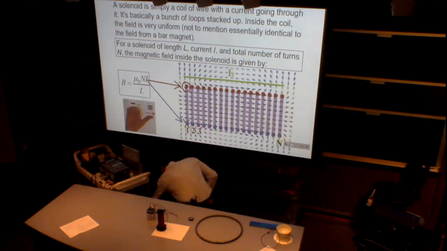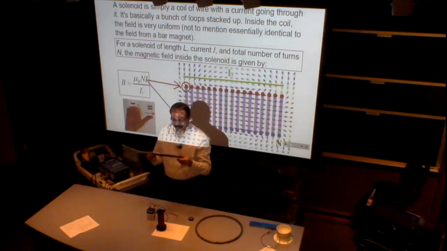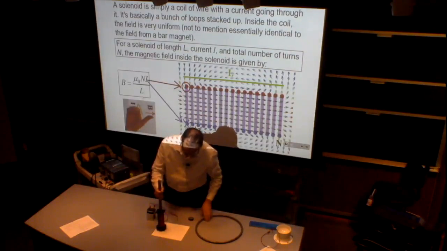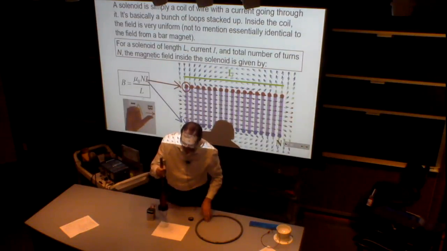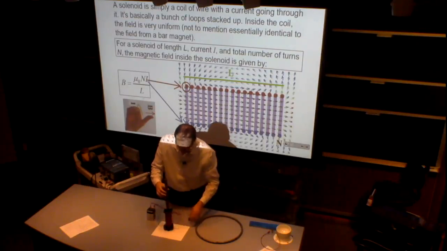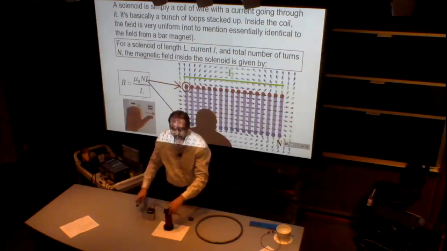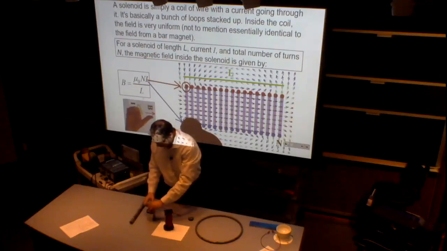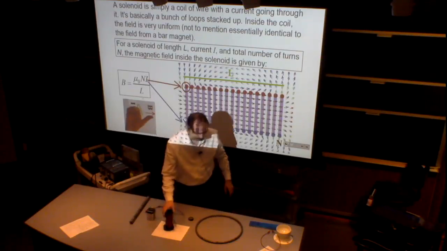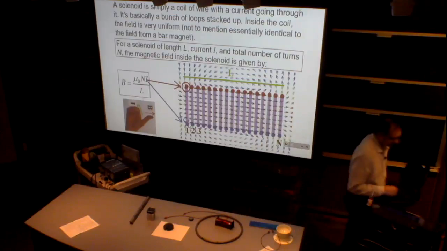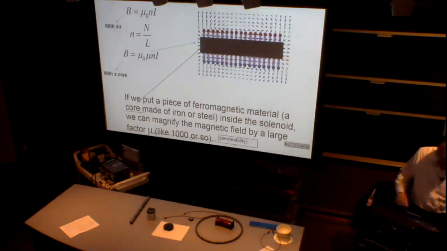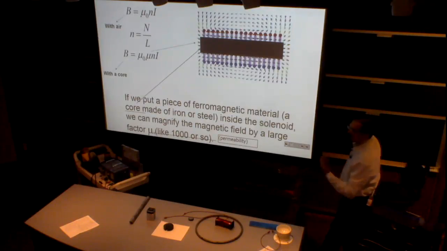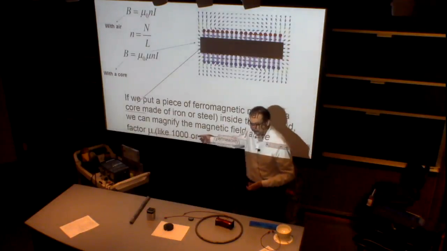That's why we use a core in every solenoid like this to amplify the magnetic field. And this magnetic field now, due to this core, is about 1,000 times stronger than without the core. Every material has certain magnetic properties, but some of those materials, like iron, can amplify the magnetic field by a very large factor.